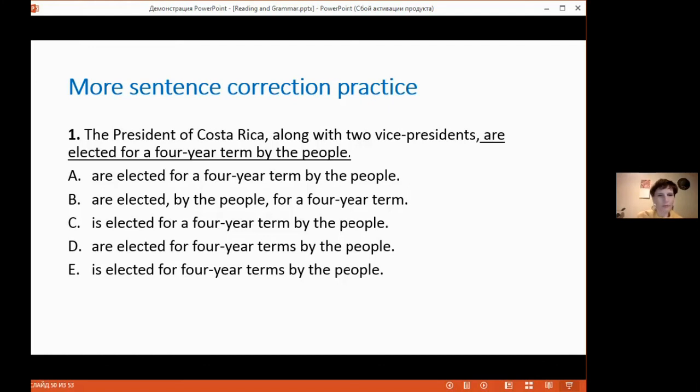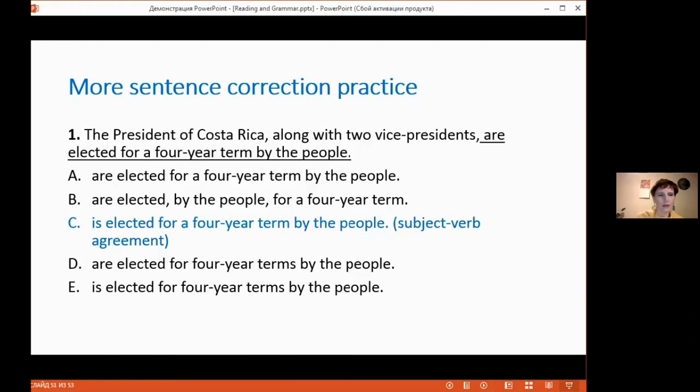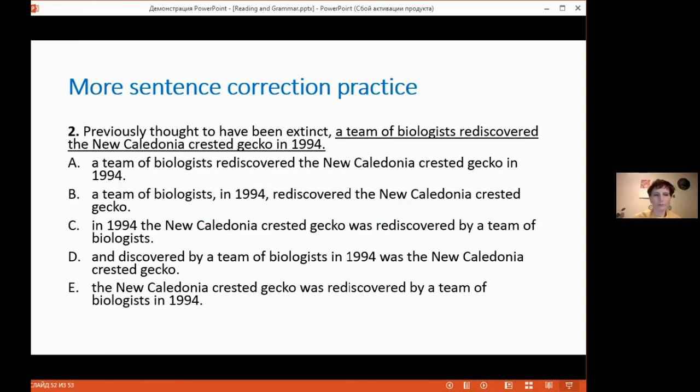And one more question. New Caledonia and New Caledonia crested gecko. I see some answers already. Everybody agrees so far. Great. Can you say maybe what is the problem and what kind of problem is found here?